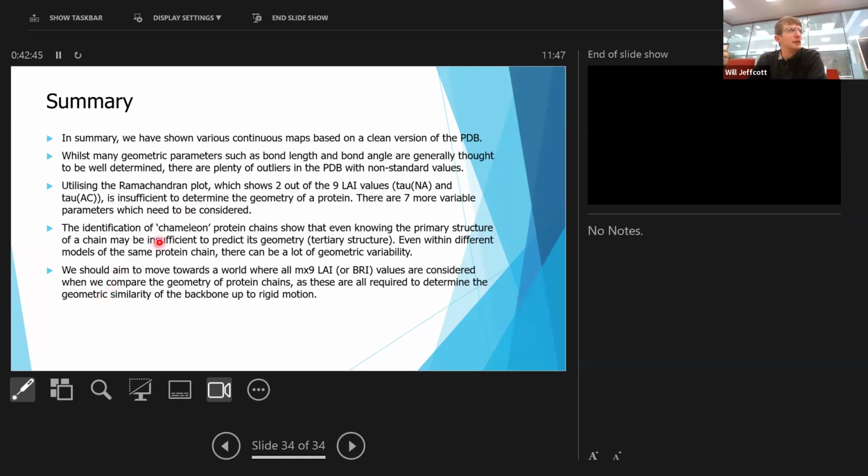The identification of these chameleon protein chains shows that even knowing the primary structure of a chain may be insufficient to predict its geometry, and different models of the same protein can be quite geometrically different. We should aim to move towards a world where we're not afraid to discuss all 9 LAI values or BRI values when we compare the geometry of 2 protein chains, as these are required to determine the geometric similarity up to rigid motion.